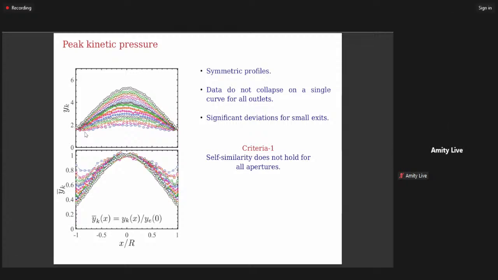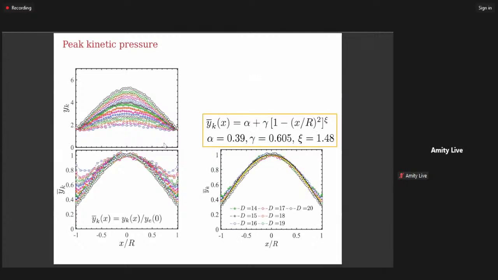This is prominent when the outlet sizes are small. So again, criterion one of the dual similarity criteria, the self-similarity, does not hold for all apertures. If I remove the small ones, certainly it does, right? And when we fit this expression using this equation here, we get this exponent to be nearly 1.5.